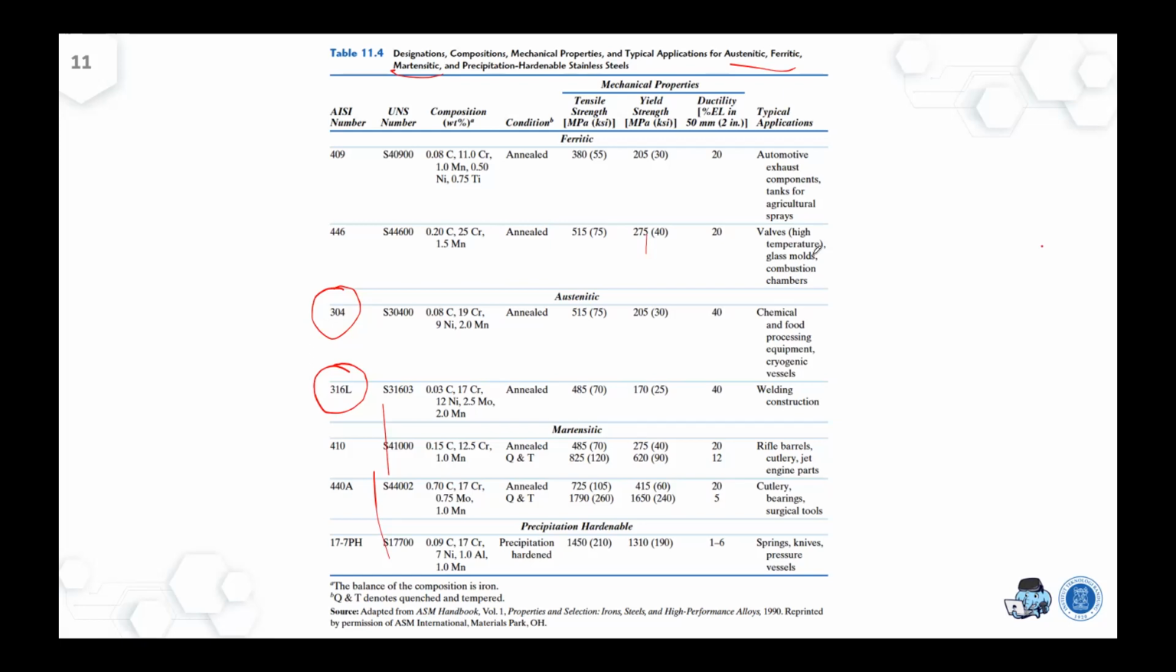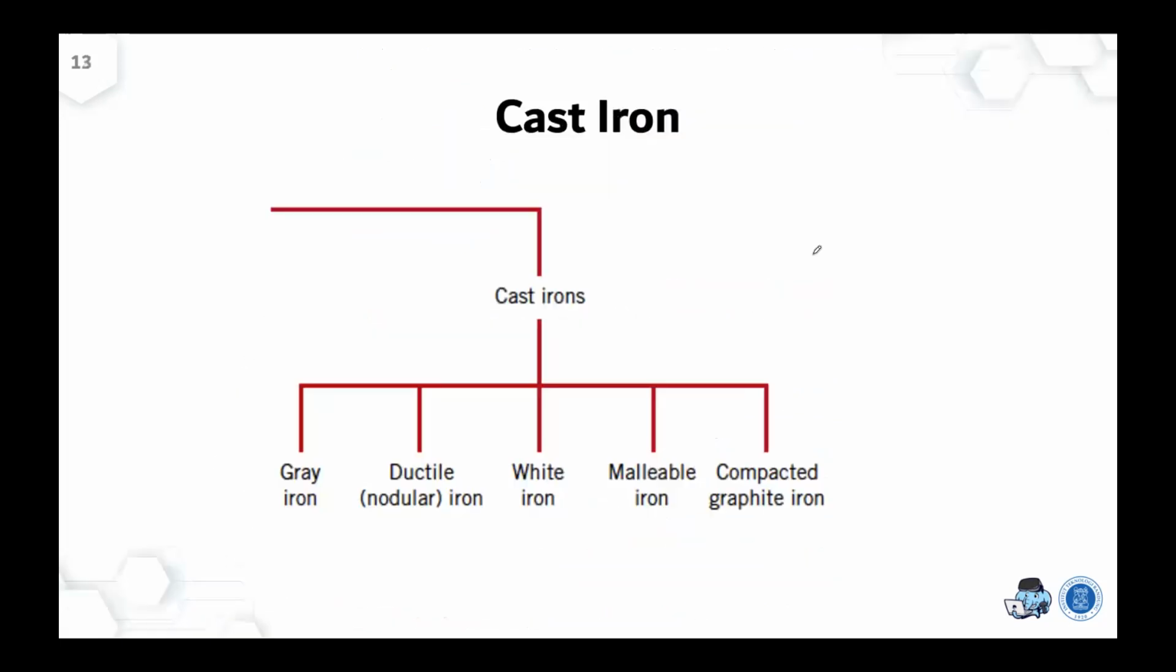Okay, so the next one is cast iron. Cast iron is divided into gray iron, ductile, white iron, malleable, and compacted graphite iron. And because it is very hard and very strong, you can't roll it. So what you need to do is just casting. Harus dicetak. You have to melt it, harus dilelehkan, and then you just need to cast it, yeah, in the casting.